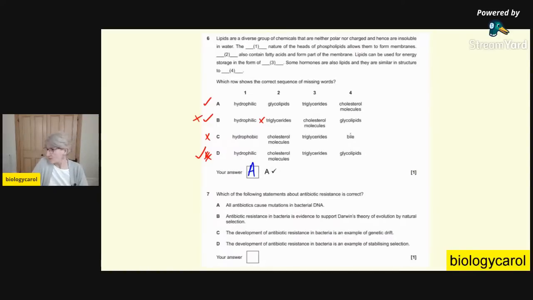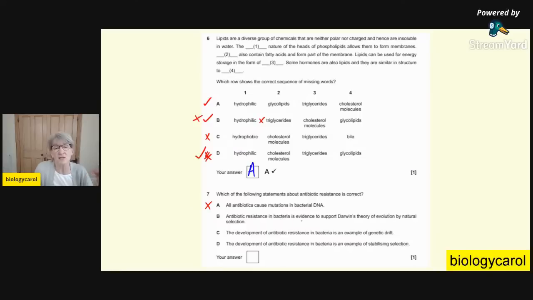Which of the following statements about antibiotic resistance is correct? A, right, we're looking for the correct statement. All antibiotics cause mutations. Well, that's a load of rubbish. Antibiotics do not cause mutations in bacterial DNA. Mutations are caused totally randomly, and their rates would be increased by things that are mutagenic. So things like X-rays, gamma rays, all those electromagnetic radiation, some chemicals, but not antibiotics.